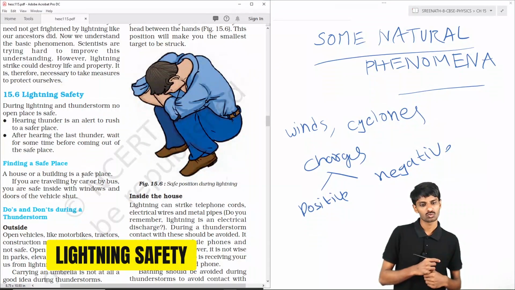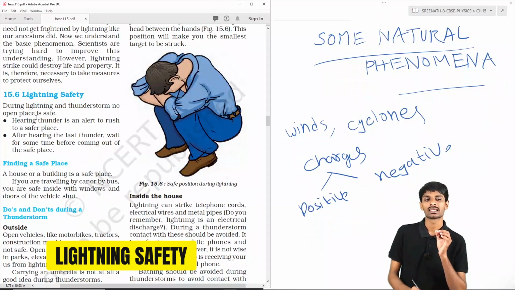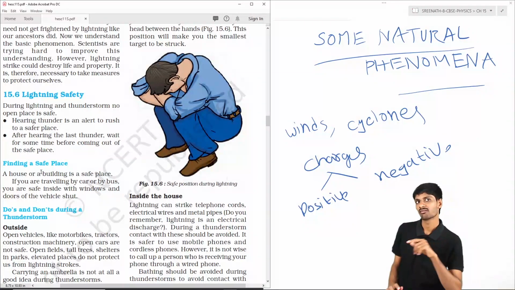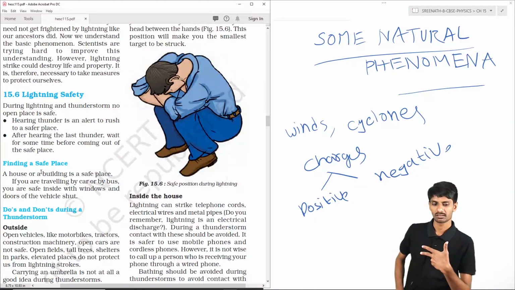What are the safety measures we have to take in the case of lightning? During lightning and thunderstorm, students, an open place is not safe. If you hear the thunder, it is an alert for you. You have to run into a safer place after hearing the thunder. Even if you hear the last thunder and there are no more thunder sounds, don't immediately come out of the safer place. Wait for some time.